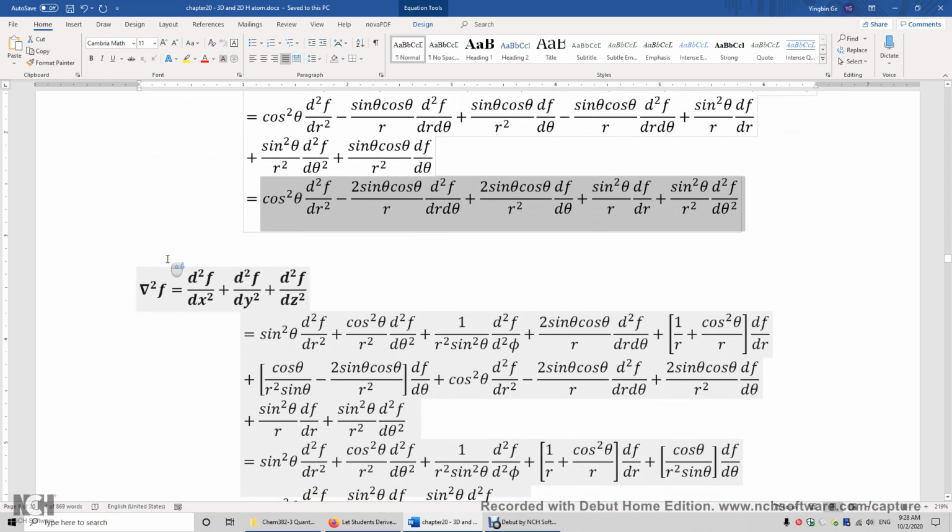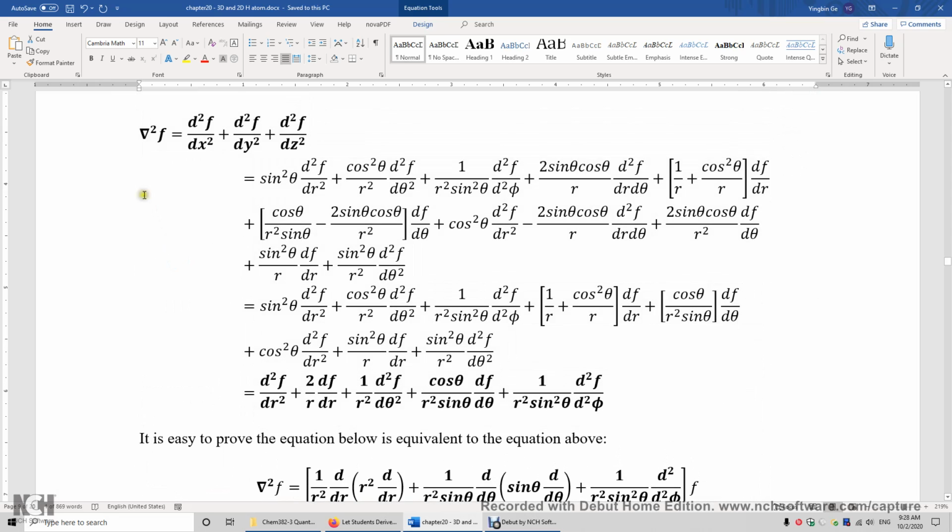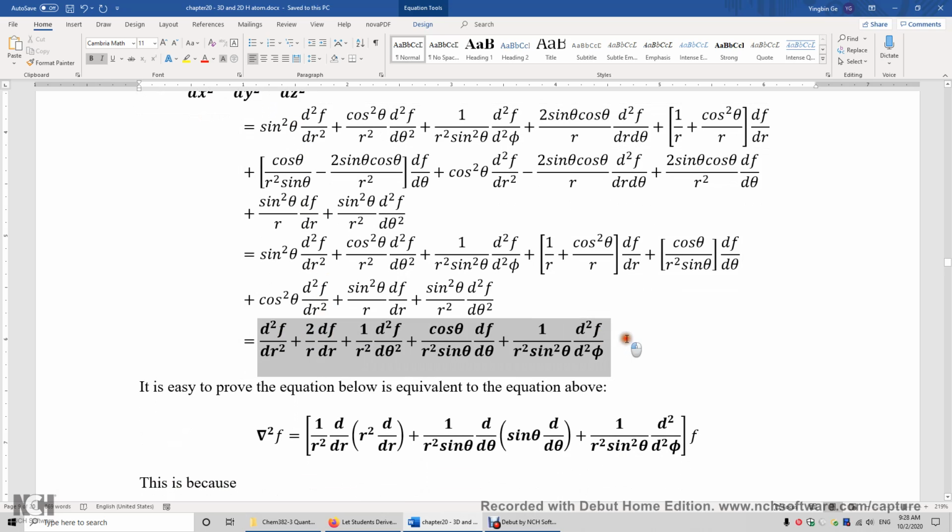Now the Laplacian. So this is the Laplacian being applied to f. So we put all 3 second derivatives together. We get this final expression. So this is the final expression of the second derivative of f with respect to x, y, and z in terms of r, theta, and phi. So we did convert this Laplacian to the polar spherical coordinates.